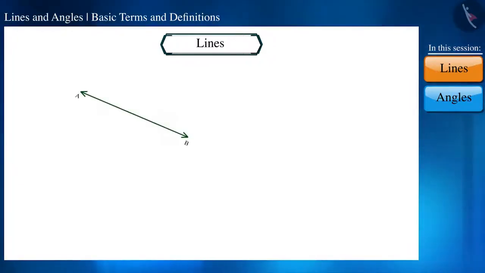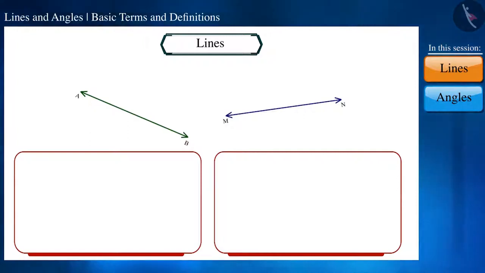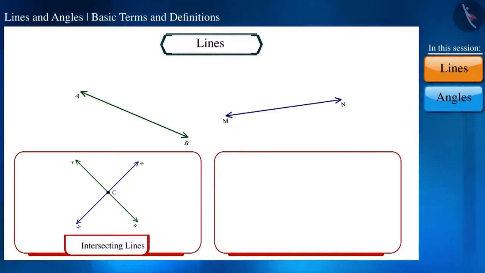Let's take these two lines, AB and MN. In how many ways do you think we can draw them? Friends, we can draw them in two different ways. First is that both of them intersect each other, somewhat like this. Here, point C is their point of intersection. That is why they're called intersecting lines.